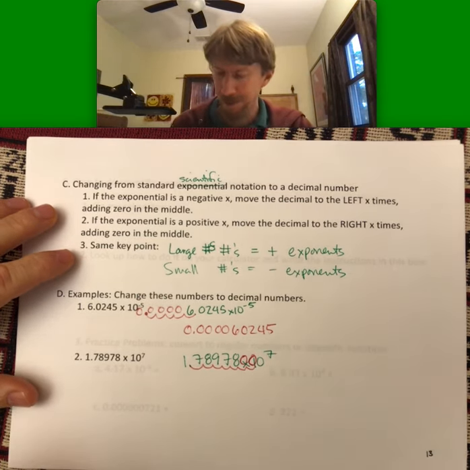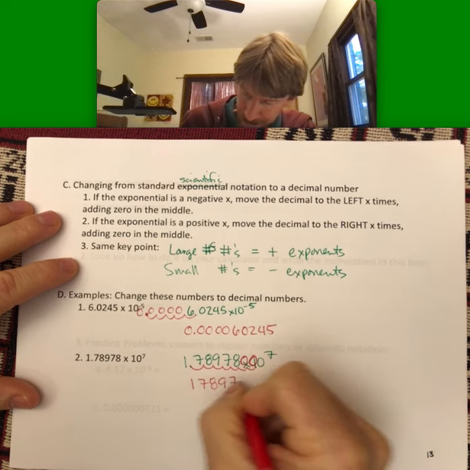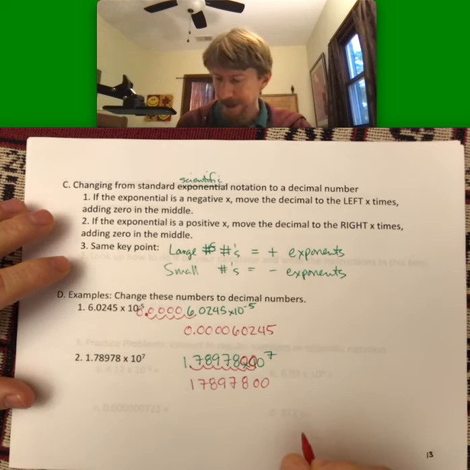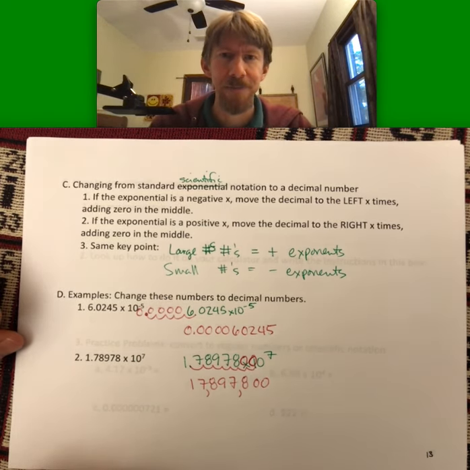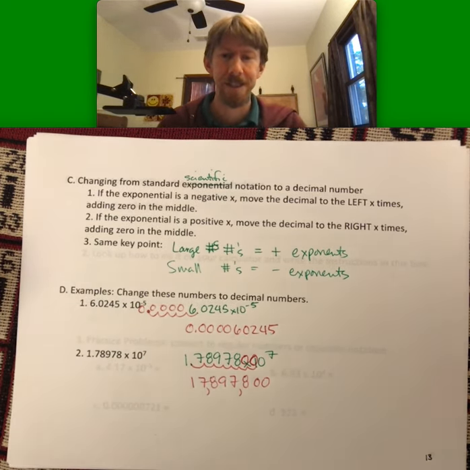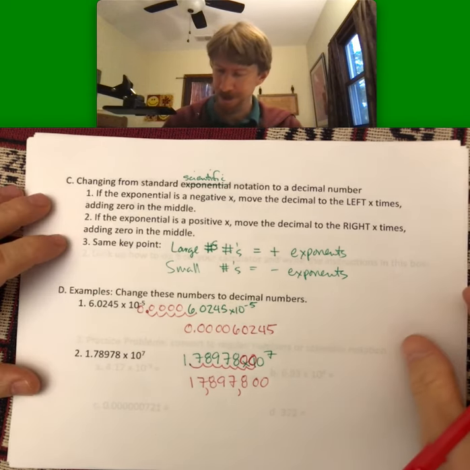A little bit of overlap there, but I can see it. And you can put in your commas every three places if it helps you understand it and keep it straight. So that's going to decimal numbers.